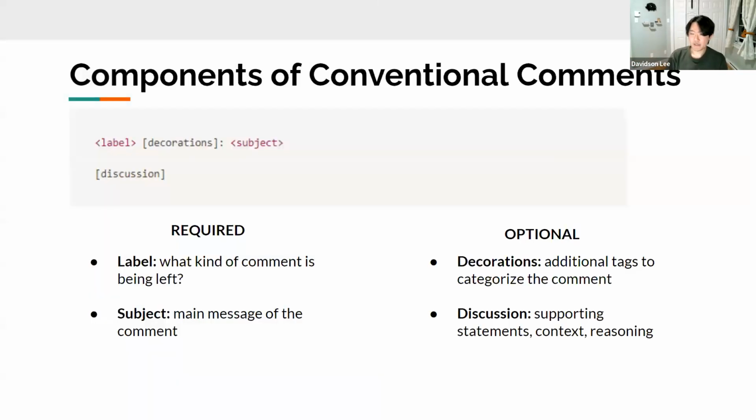So breaking it down a little bit. In conventional comments, there are some components. The first is the label, second, the decorations, and then the subject. The two required components here are the label and subject. The label is what kind of comment is being left, and the subject is the main message of the comment. The decorations are an optional set of additional tags to categorize the comment. And the discussion is any supporting statements, context, or reasoning.